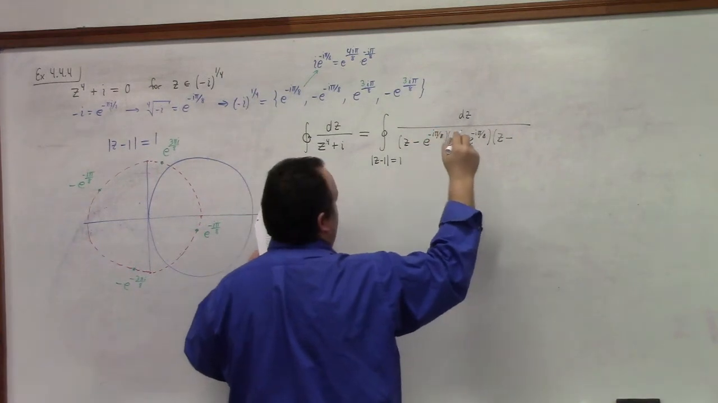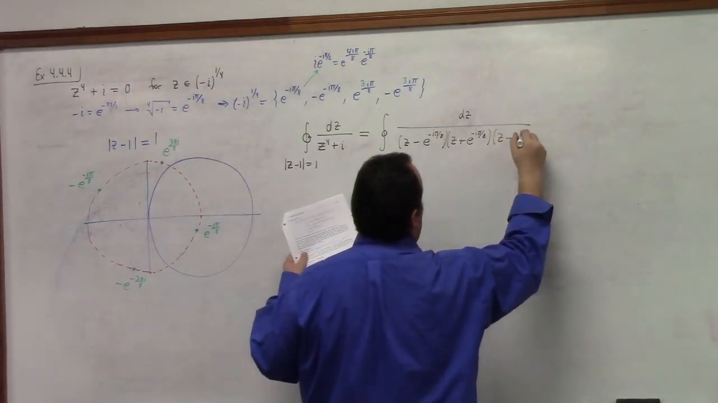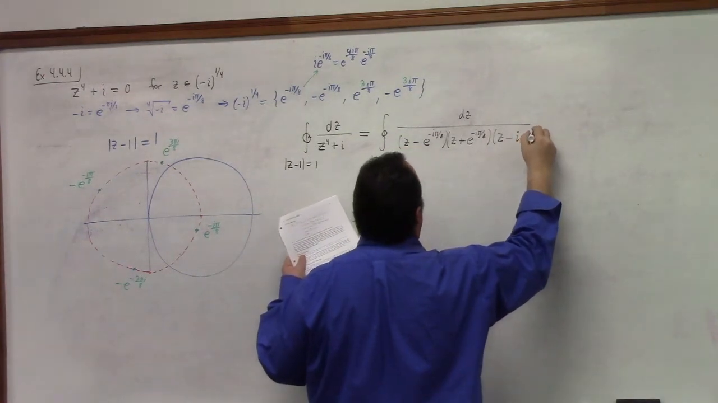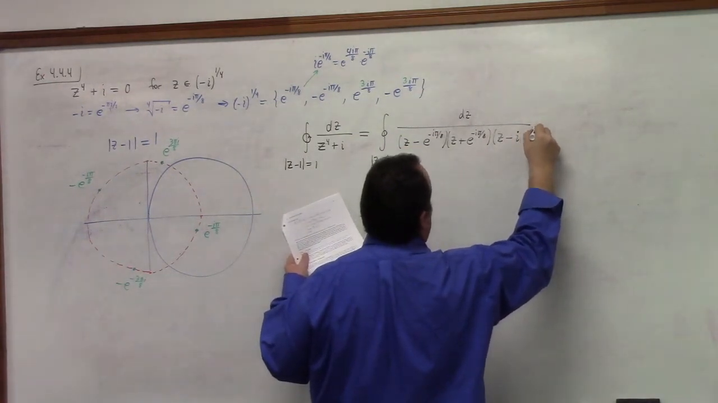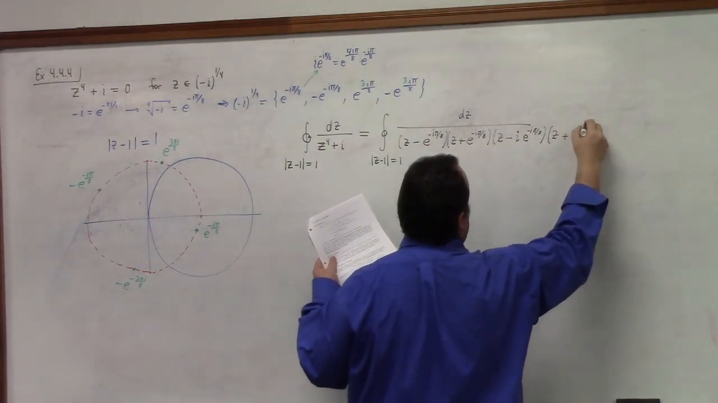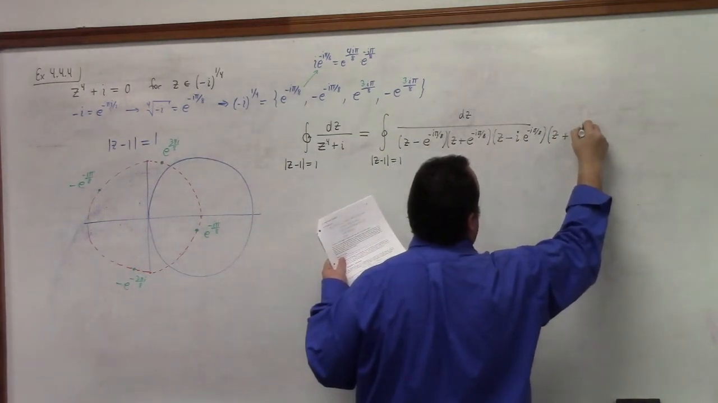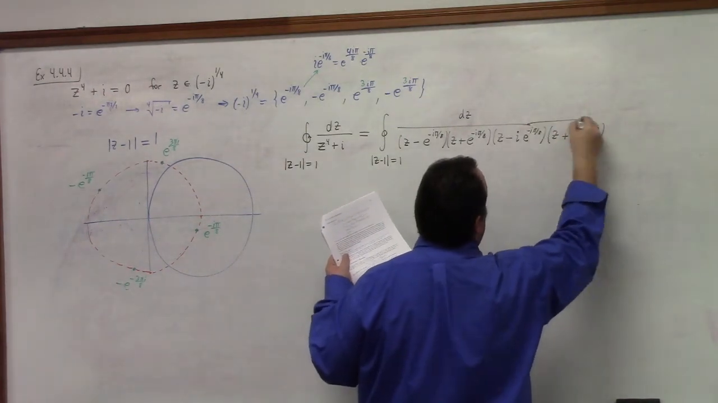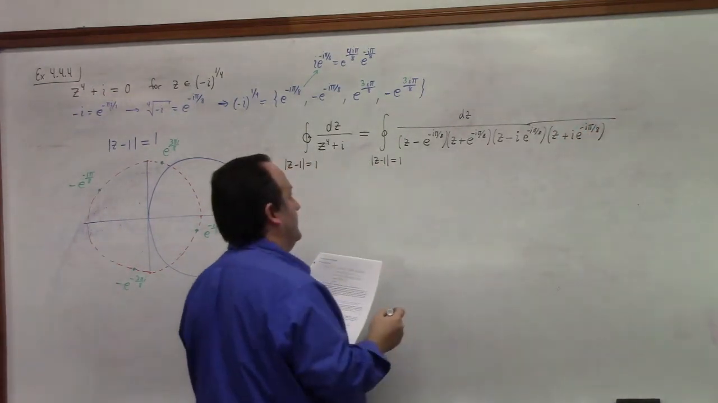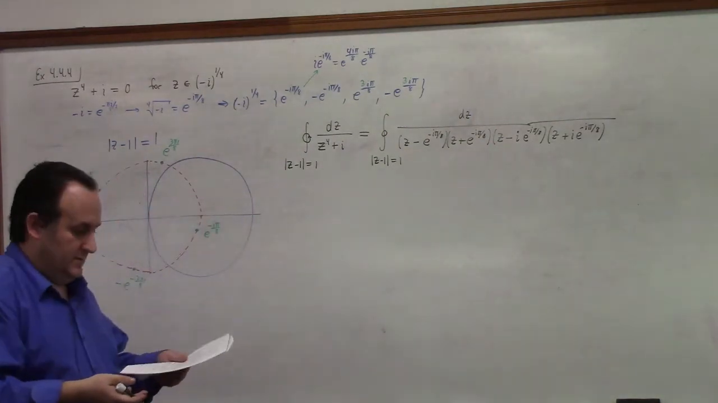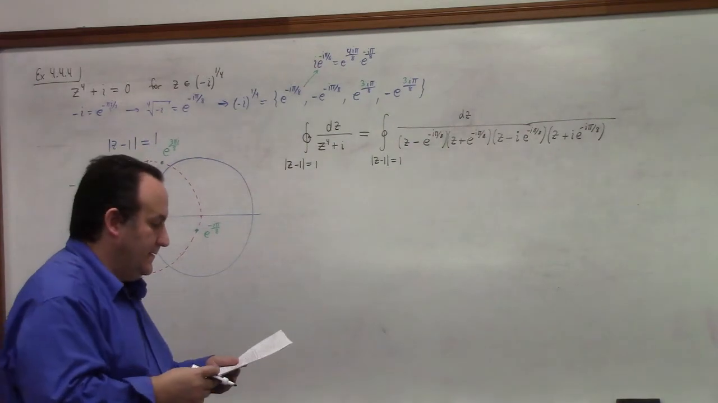Oh, I just use i's, so I'll do it here too. So e to the −iπ/8, z + i. I never bothered in the notes, I didn't calculate the 3π thing, 3π over 8. But okay, so that's just the factor theorem, right? Just the factor theorem.